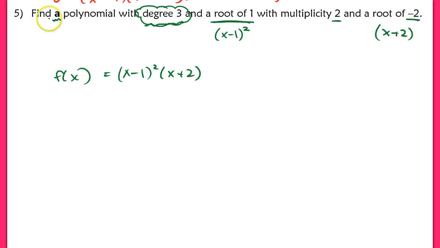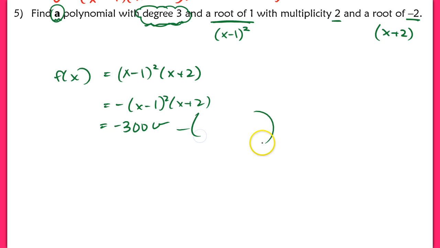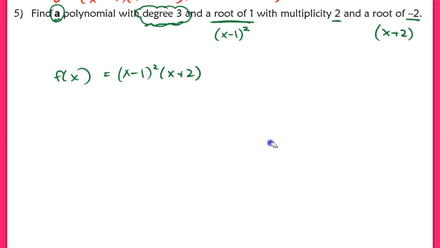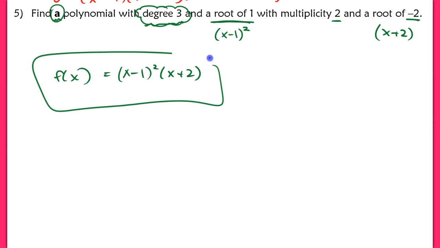The reason why I say find a polynomial is because I could stick a negative on the outside of here. I could put negative 3 billion out here, whatever, and it still meets all of the conditions that were given in the beginning. So that's why there's really an infinite number of polynomials that you could write that satisfy those conditions. But there's my answer.